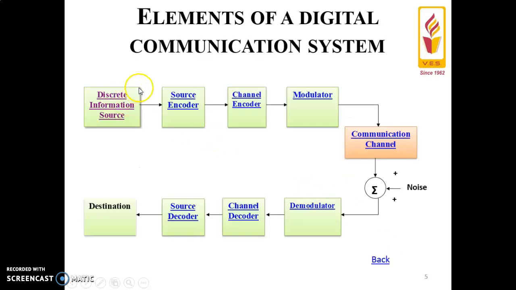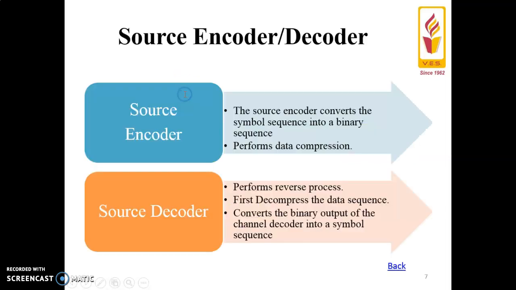Now next, the output of the discrete information source is a binary sequence. Now this binary sequence becomes the input to the source encoder. So when we use source encoder at the transmitter end, the compatible source decoder is to be used at the receiver end. So when we tell the function of the source encoder, we'll also cover the function of source decoder. So let us discuss source encoder.